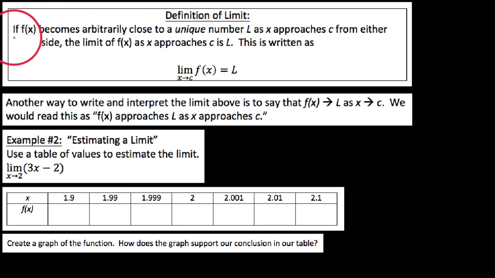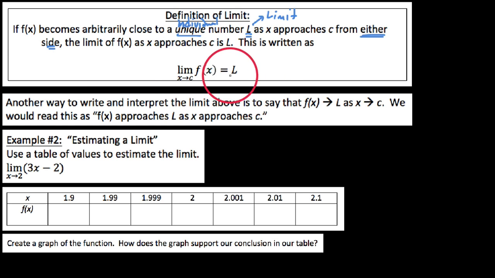We say that if our function, or our y value here, f of x, becomes arbitrarily close to a unique number L, and so unique, this is like individual, okay? It's not like it gets really close to two different numbers, but as it gets really close to a single y value, and we're going to call this capital L, so this is our limit here. As x approaches some value, and we're going to call this value c, from either side, then we would say that the limit of f of x as x is getting really close to c is L, and this is how we kind of write it right here.